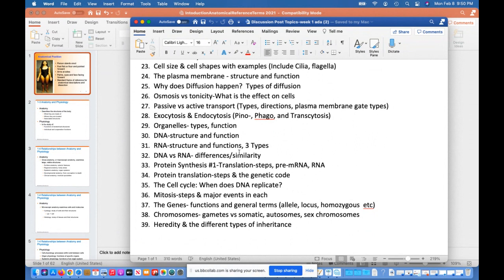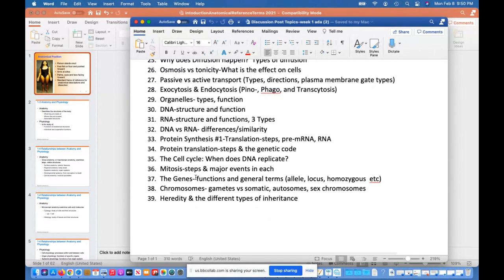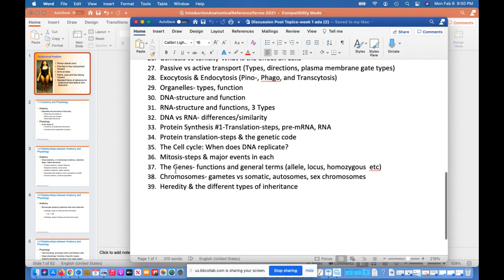DNA structure and function, RNA structure and function in 3 different types. DNA versus RNA, protein synthesis. Step number 1, the translation. Pre-messenger RNA. Maybe someone wants to relate this to COVID or a COVID vaccine, messenger RNA vaccine. Who knows? Maybe you'll get creative with it. The cell cycle. When does DNA replicate? Mitosis, which is cell division.